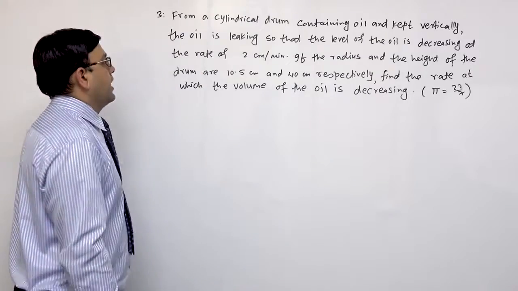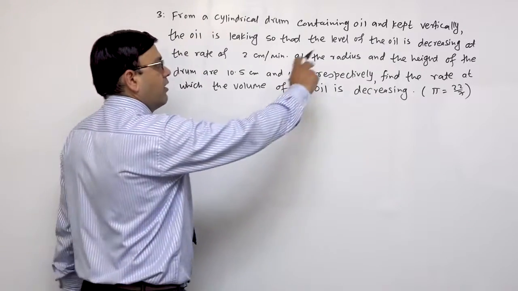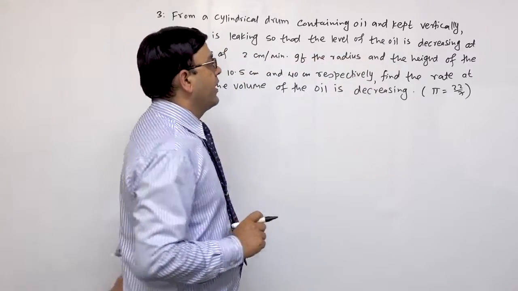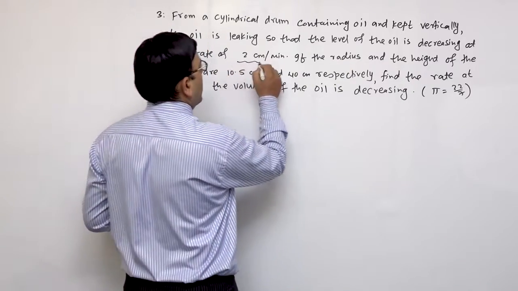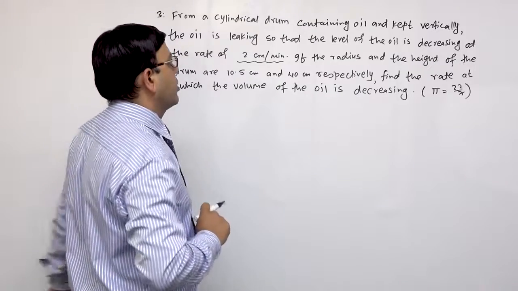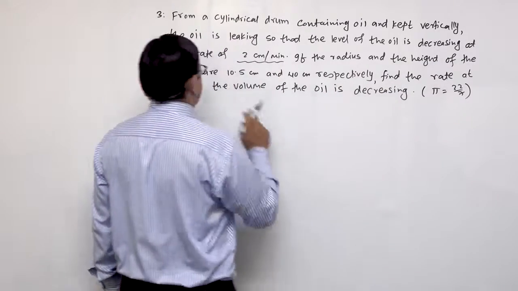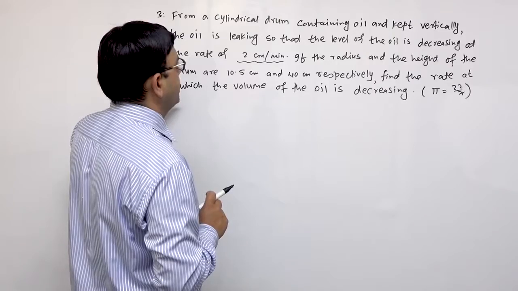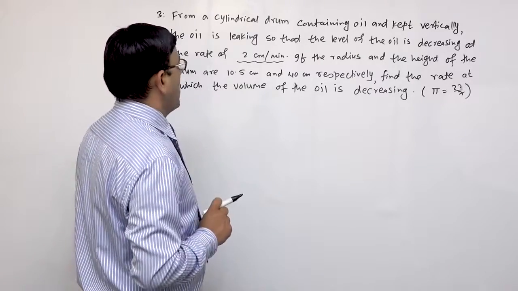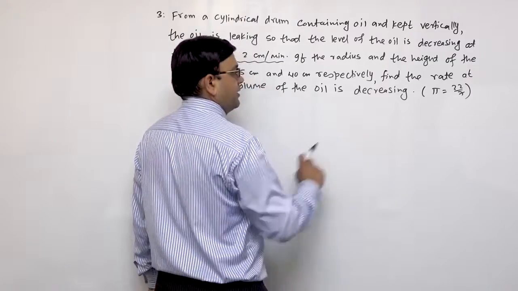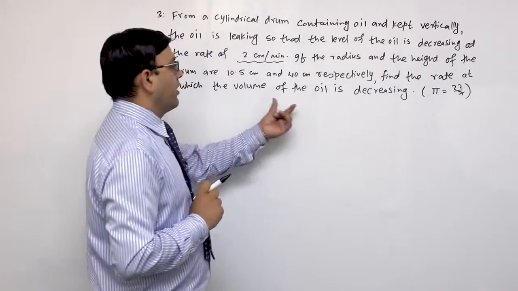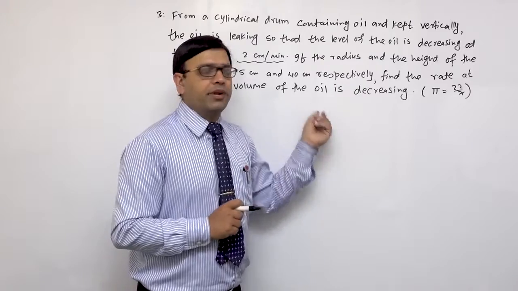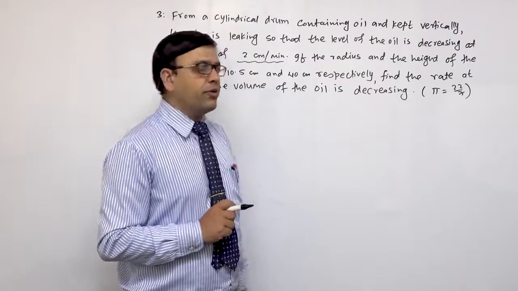This is our question once again. From a cylindrical drum containing oil and kept vertically, the oil is leaking so that the level of the oil is decreasing at the rate of 2 centimeter per minute. If the radius and the height of the drum are given, respectively, find the rate at which the volume of the oil is decreasing. This means the rate of the volume, if we call volume v, dv by dt is equal to what, we have to find out.